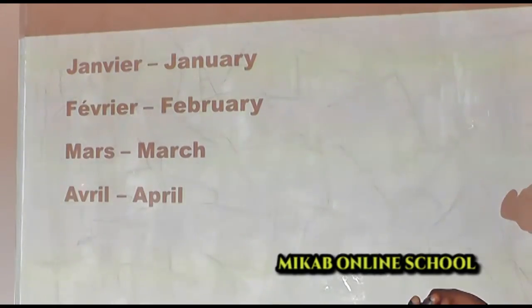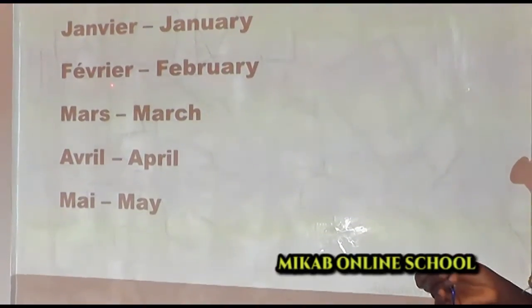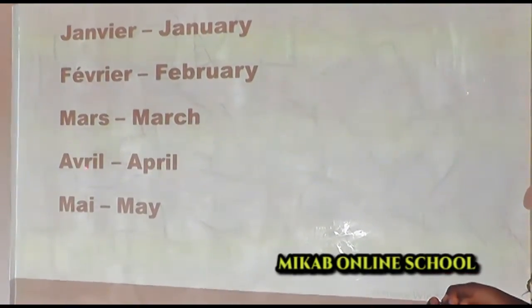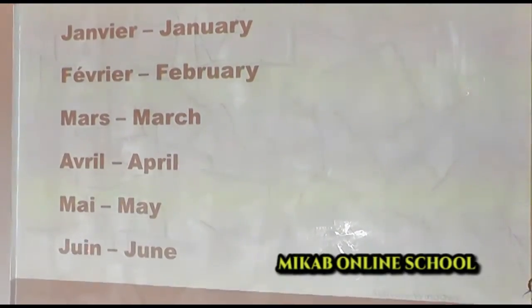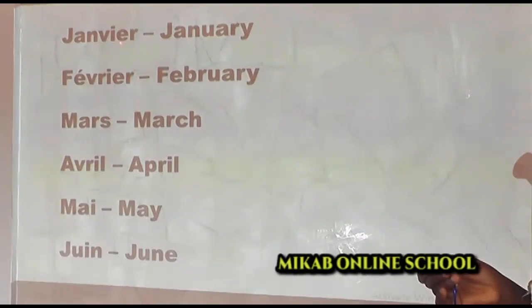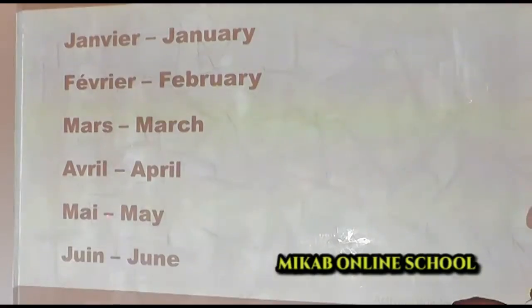We call it Avril. Janvier, Février, Mars, Avril. We have May, which is called Mai. Janvier, Février, Mars, Avril, Mai. Then the next one is June. We call it Juin. Janvier, Février, Mars, Avril, Mai, Juin.